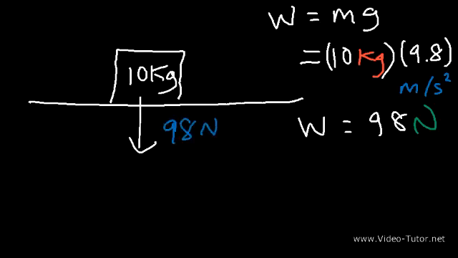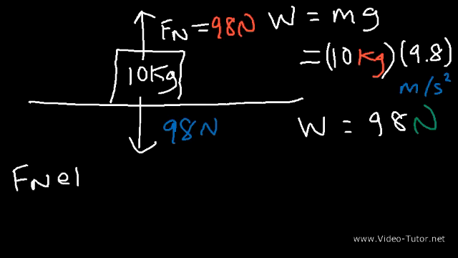Now, the block is not accelerating downward, it's at rest. So there must be some other force that keeps it at rest. The force that the ground exerts on the box is known as the normal force. And it has to balance the weight force in order to keep the block where it is. And so the normal force is also 98 newtons. As you can see, these are balanced forces. The net force on this box is equal to 0, and so it remains at rest.